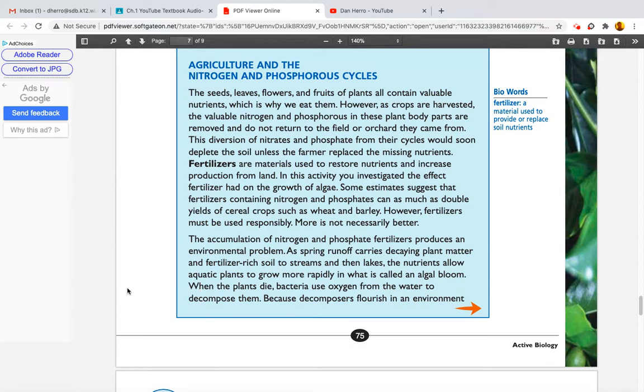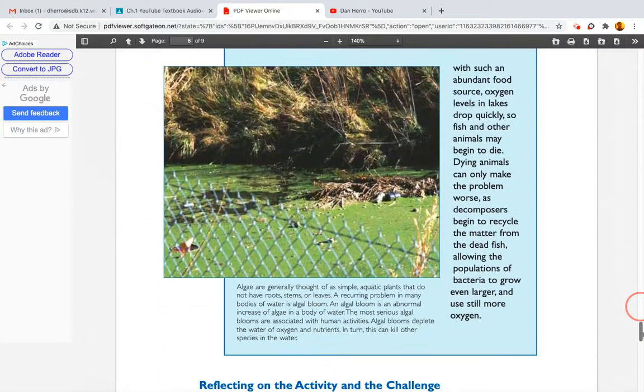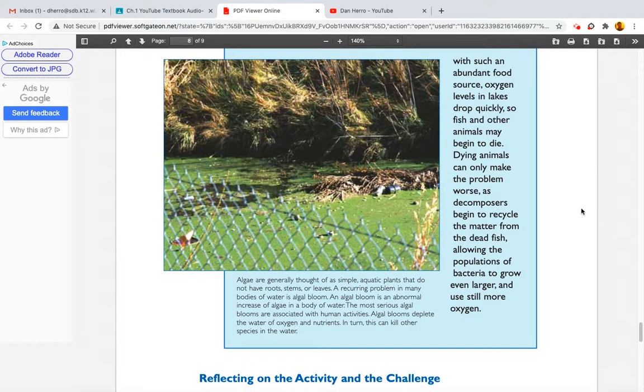When the plants die, bacteria use oxygen from the water to decompose them. Because decomposers flourish in an environment with such an abundant food source, oxygen levels in lakes drop quickly, so fish and other animals may begin to die. Dying animals can only make the problem worse as decomposers begin to recycle the matter from the dead fish, allowing the populations of bacteria to grow even larger and use still more oxygen.